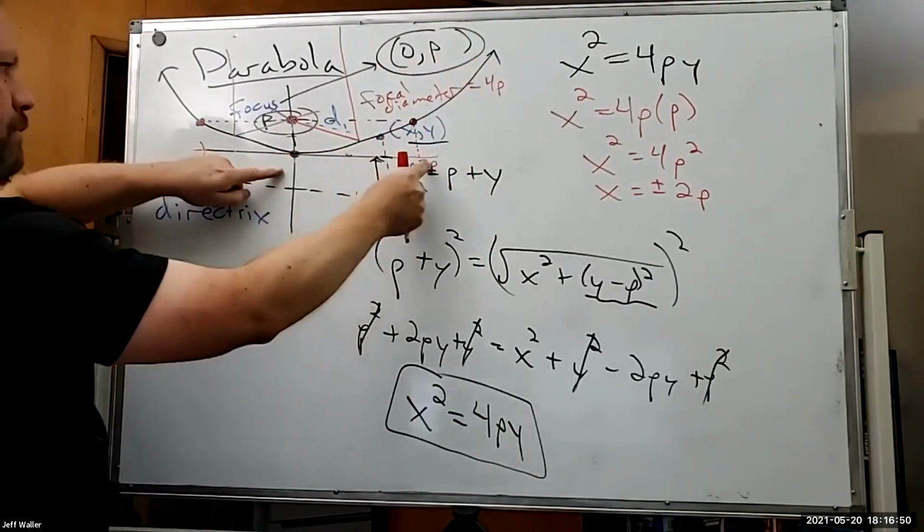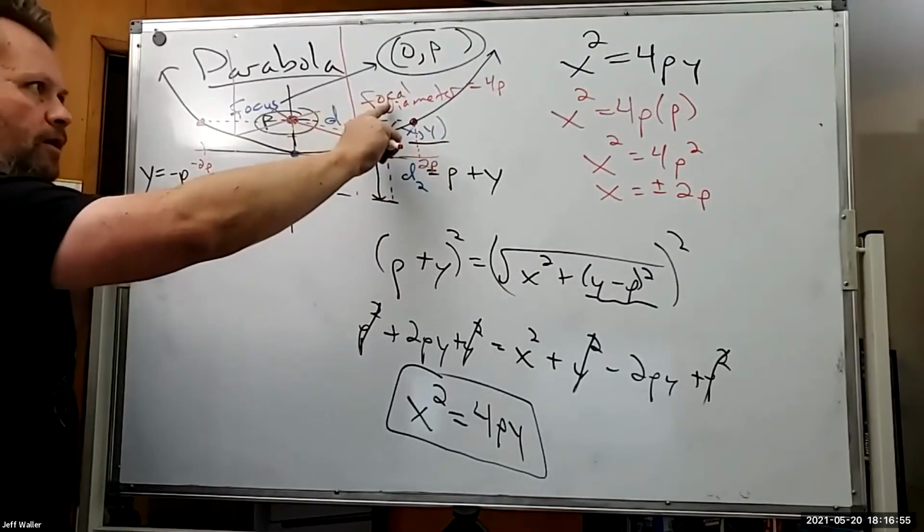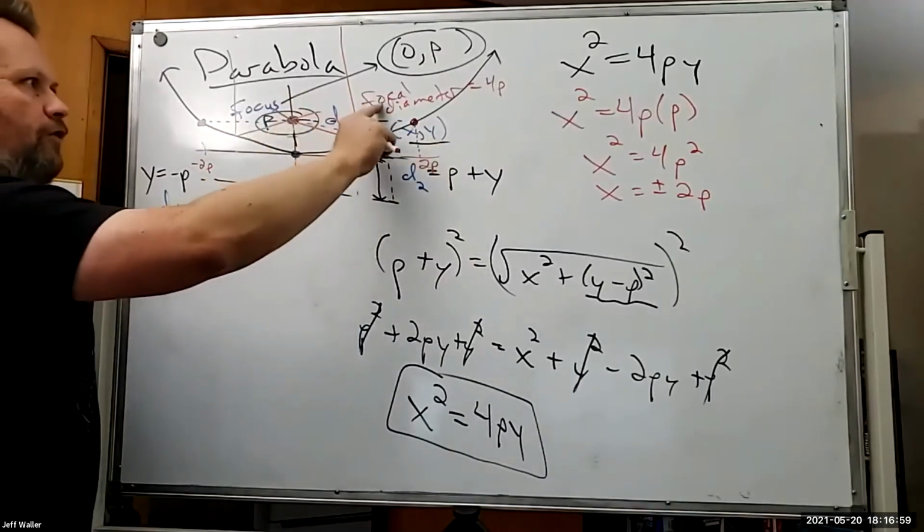Obviously, right? 2p up, 2p down, 4p across. So that's why we call it the focal diameter. It's the distance all the way across through the focus.